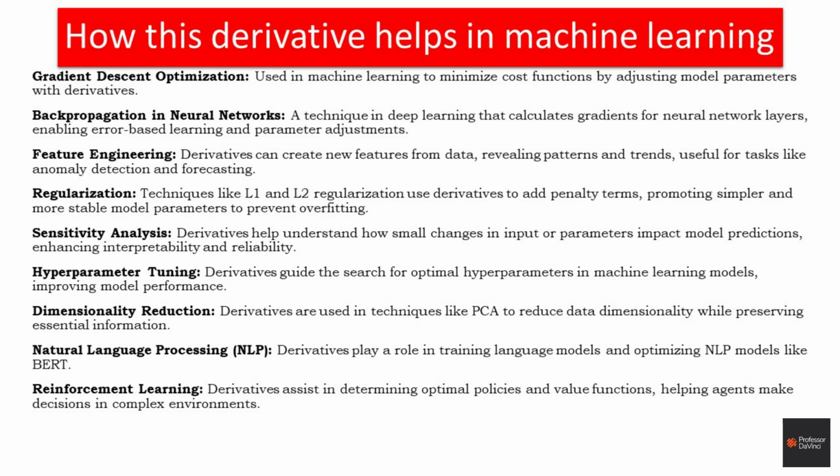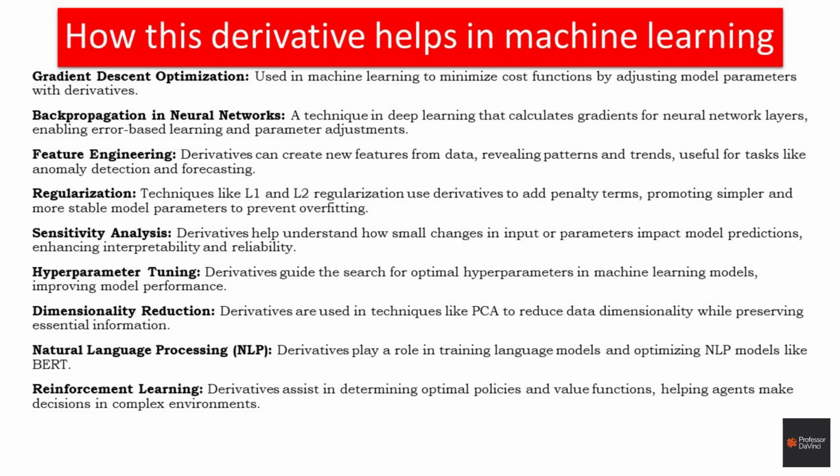Next, regularization. Techniques like L1 and L2 regularization use derivatives to add penalty terms, promoting simpler and more stable model parameters to prevent overfitting. Next is sensitivity analysis. Derivatives help understand how small changes in an input or parameter impact model predictions, enhancing interpretability and reliability.